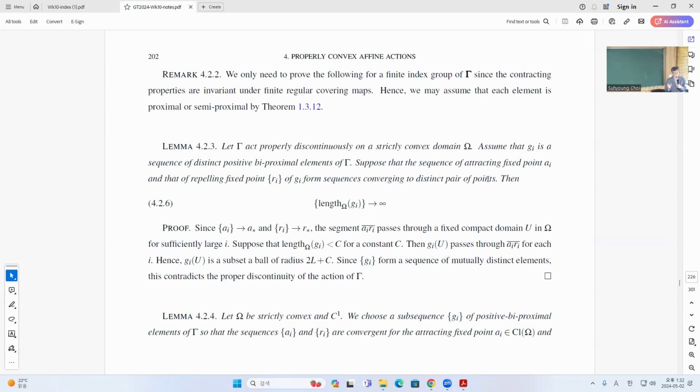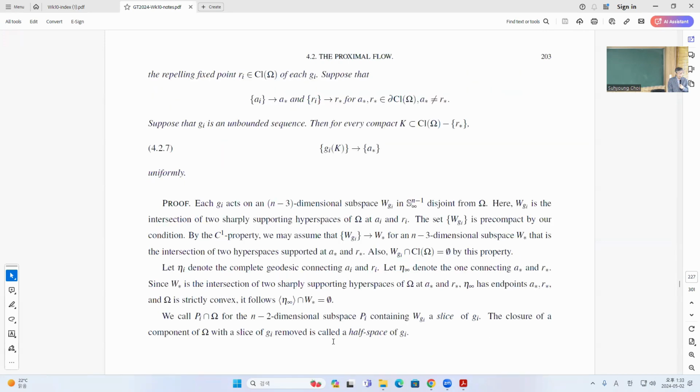Yeah, I mean, in the case when these fixed points are converging, right? So if it converges, then the length has to go to infinity because they are all distinct, right? Right. And then Lemma 2.5 is that you choose some positive, and suppose A_i and R_i are convergent. Then for any compact set, if you remove some limit of this, so if A_i and R_i are convergent, then for any K, this will always converge to that point uniformly. Okay. So this is a sort of a convergence theory thing.